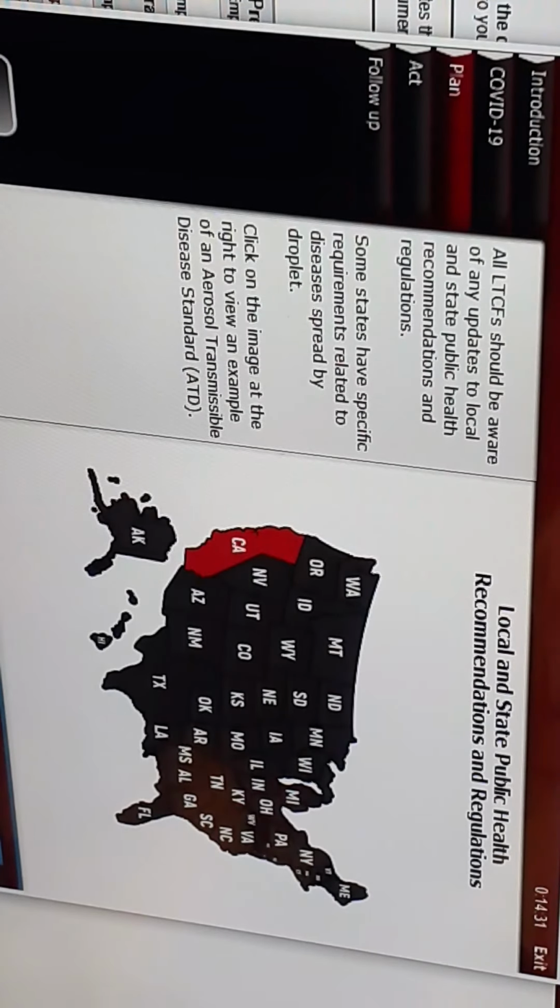All long-term care facilities should be aware of any updates to local and state public health recommendations and regulations. Some states have specific requirements related to diseases spread by droplet. Click on the image at the right to view an example of transmissible disease standards.